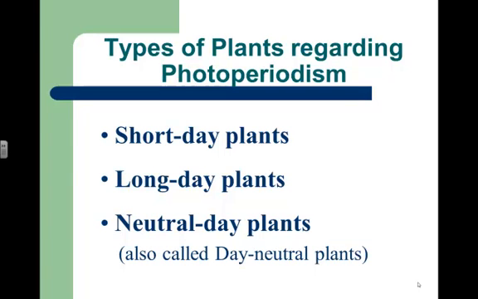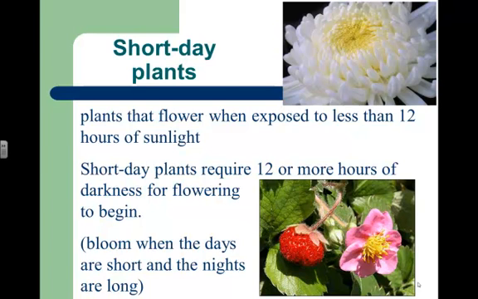There are 3 different types of photoperiodism, talking about their response to duration of light. And by the titles, you can probably guess what's the exposure to light or the exposure to darkness. Short day plants, long day plants, and neutral day plants. Or your book calls it, and some other books call it, day neutral plants. Same thing.